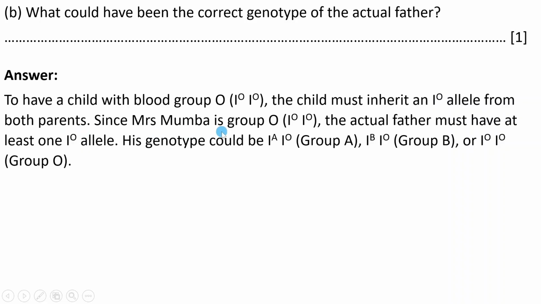Since Mrs. Mumba is group O, meaning she has O alleles, she'll give one O to the child. Then the actual father must have at least one O allele. His genotype could be blood group A, heterozygous, or blood group B, heterozygous, to contribute this. So we are saying, or blood group O.